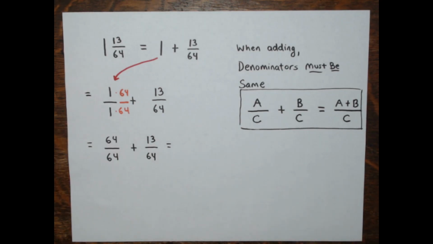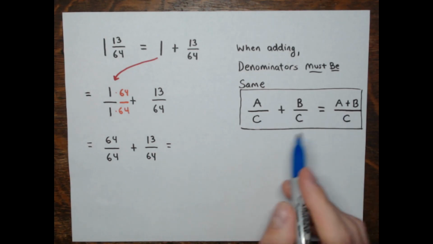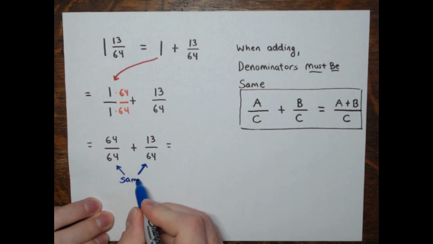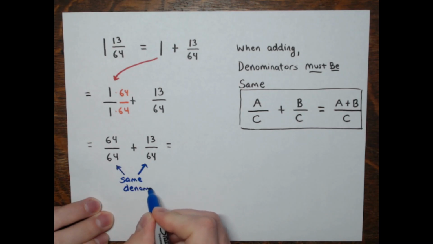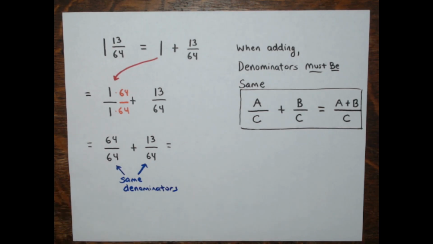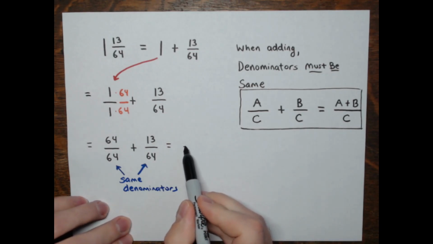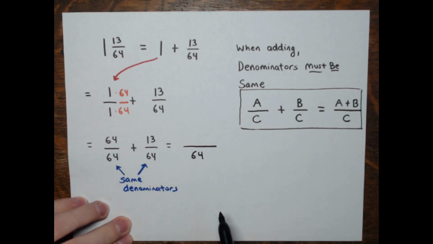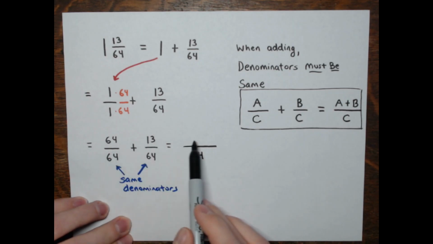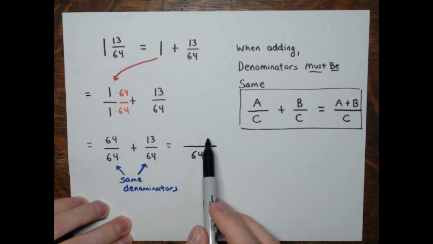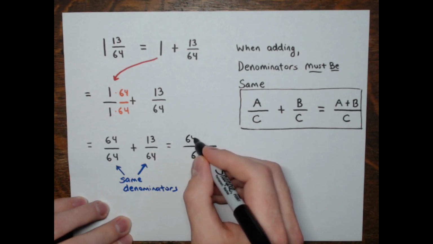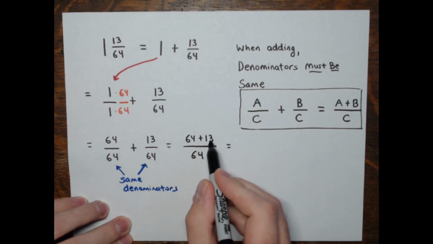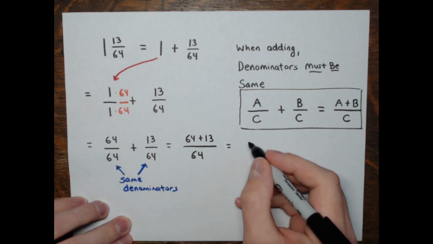And now I have what I want. Now we have what's over here. Now, whenever you're adding, you must have the same denominators. Right? And if the denominators are the same, they are common, when adding them together, that denominator sticks around. You still have 64 down here, and you're just combining the numerators to produce a new numerator. So the new numerator would be 64 plus 13, and if you add 64 and 13, that's 77.